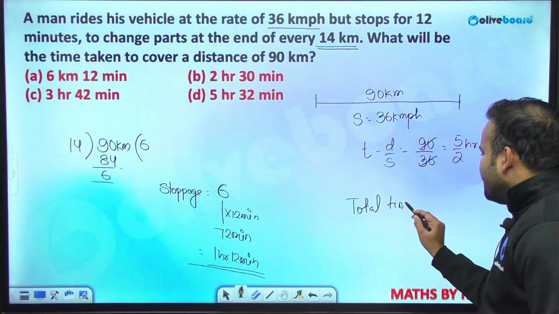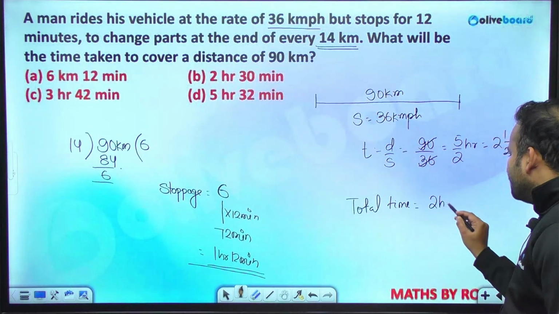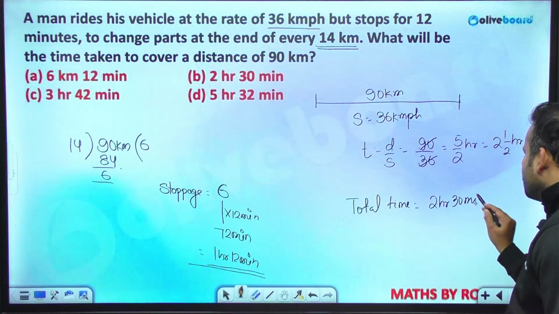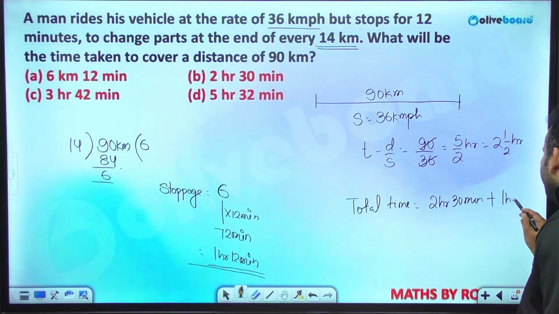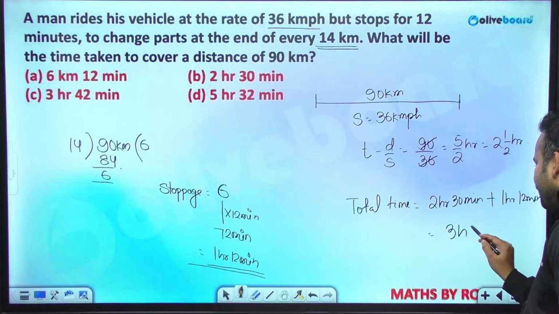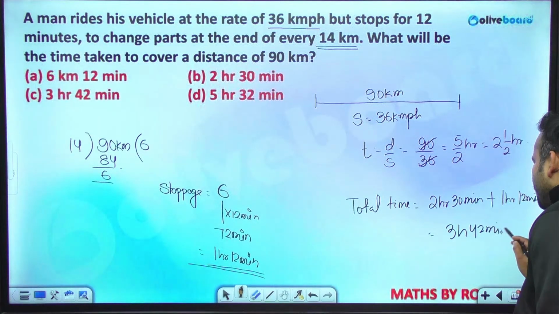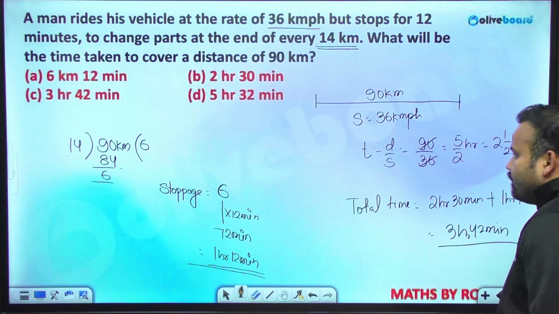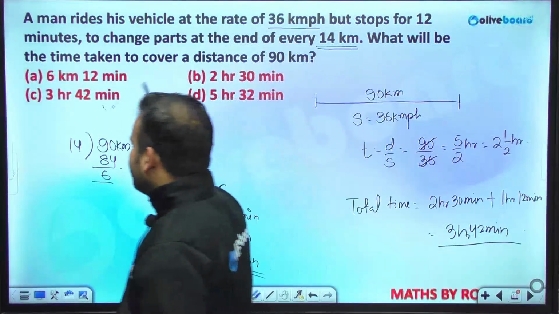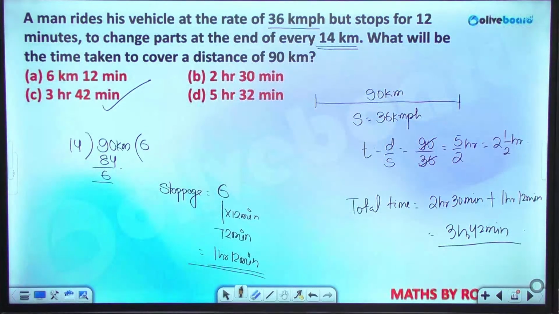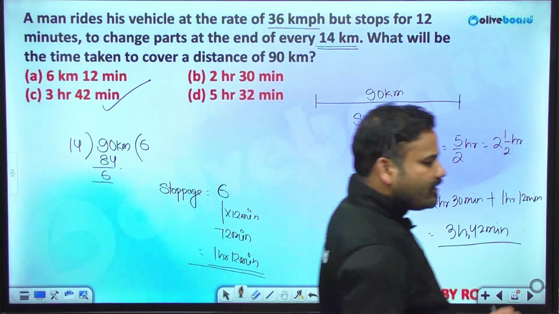What is the total time to reach your destination? 2 hours 30 minutes plus 1 hour 12 minutes, which is nothing but 3 hours 42 minutes. So the entire length of the journey will be covered in 3 hours 42 minutes. That is option C. Clear?